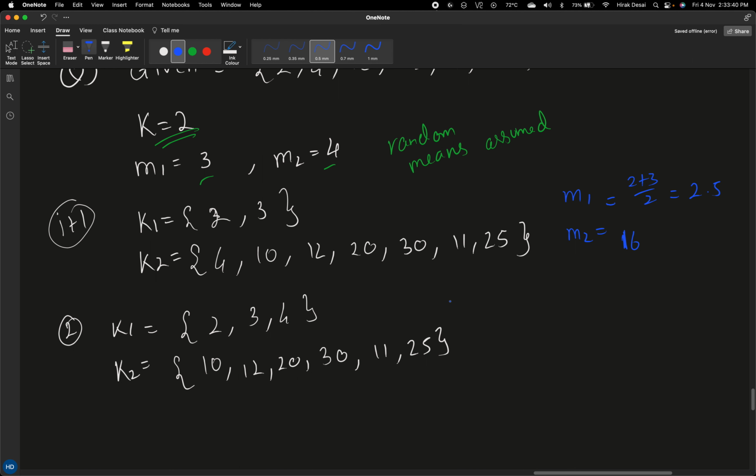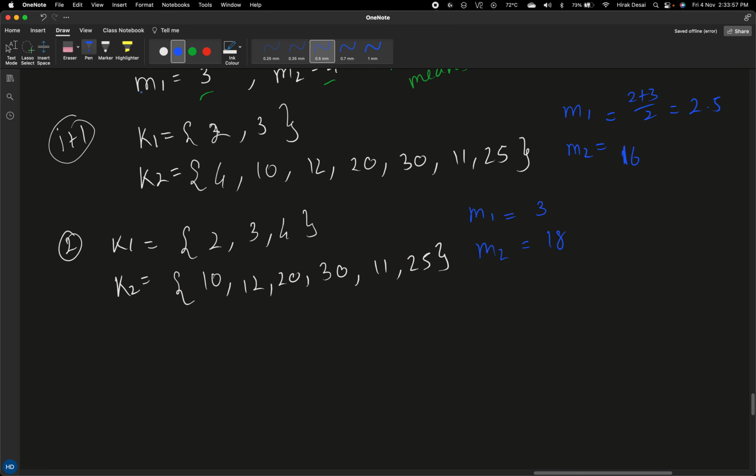Now we calculate our new mean 1 and mean 2. Mean 1 would be 2 plus 3 plus 4 divided by 3, which is 3. Mean 2 would be 18. We repeat the step in iteration 3, where in K1 and K2, the values 2, 3, 4 are definitely closer to 3 than they are to 18.